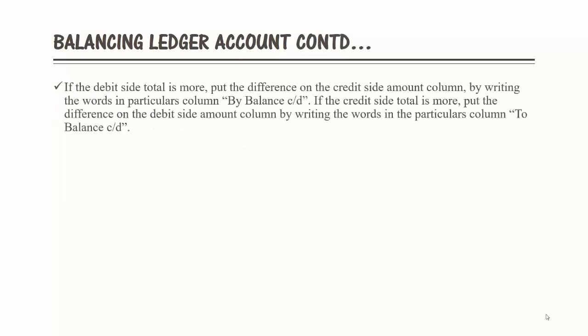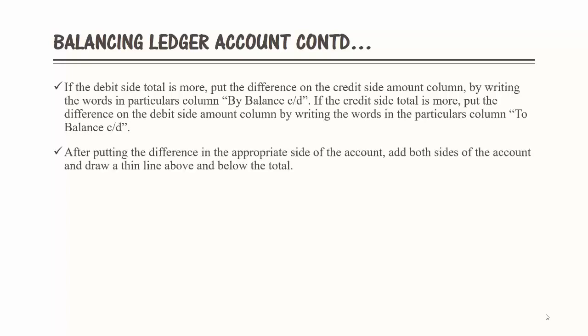If the debit side total is more, put the difference on the credit side amount column by writing the words "by balance c/d". C/D is the abbreviation used for carried down. If the credit side total is more, put the difference on the debit side amount column by writing the words "to balance c/d". After putting the difference in the appropriate side of the account, add both sides of the account and draw a thin line above and below the total.